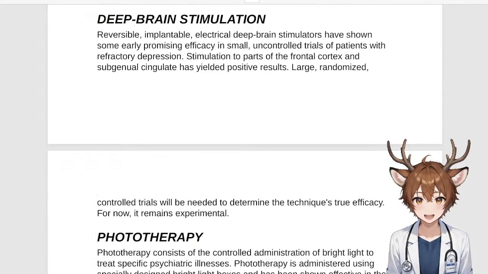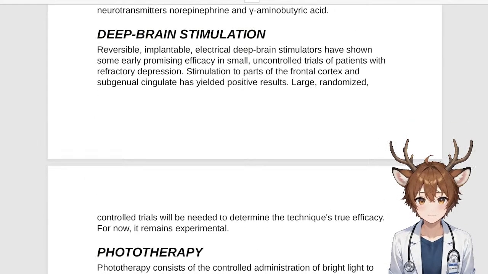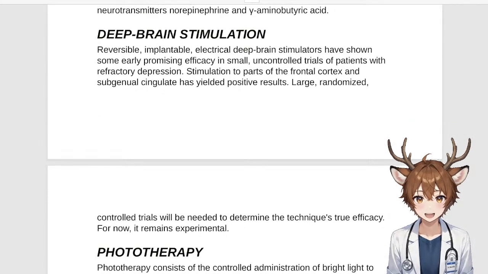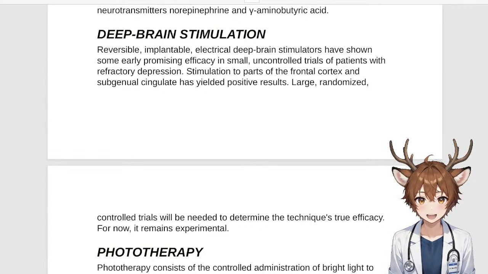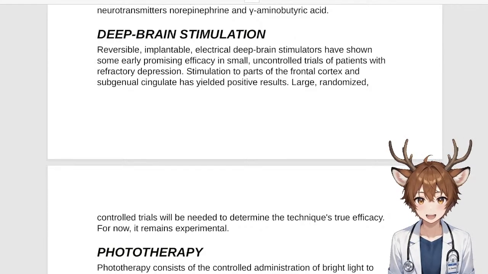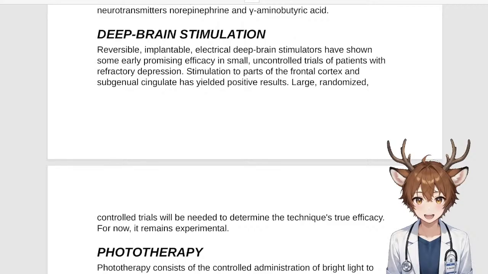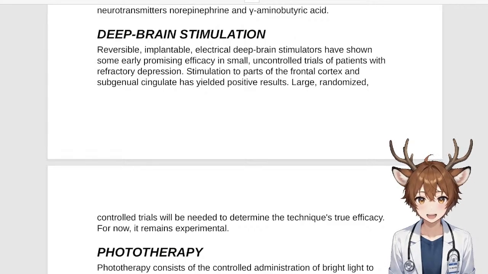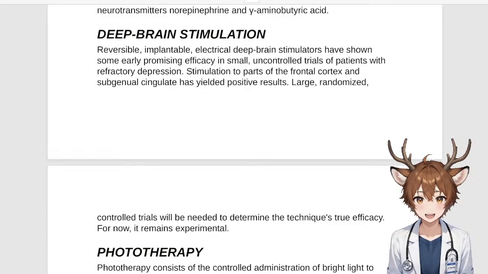What about deep brain stimulation? Reversible implantable electrical deep brain stimulators have shown some early promising efficacy in small, uncontrolled trials of patients with refractory depression. Stimulation to parts of the frontal cortex and subgenual cingulate has yielded positive results. Large randomized controlled trials will be needed to determine the technique's true efficacy. For now, it remains experimental.